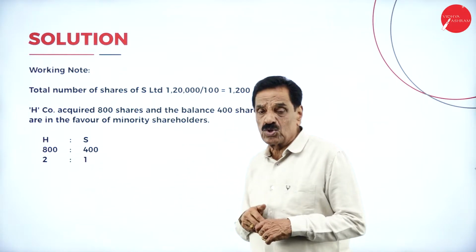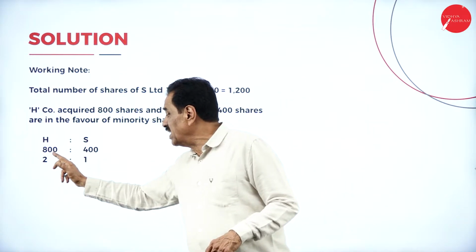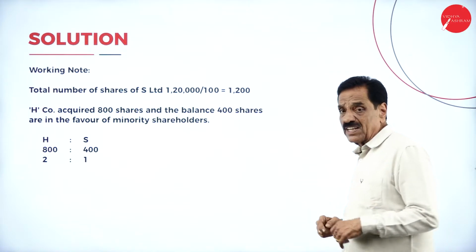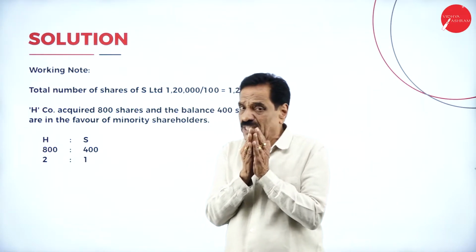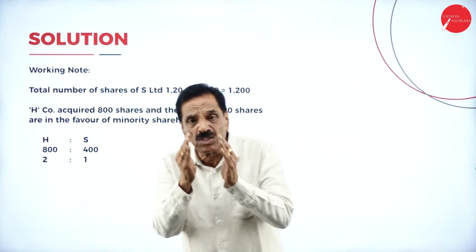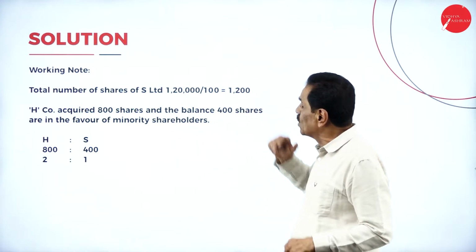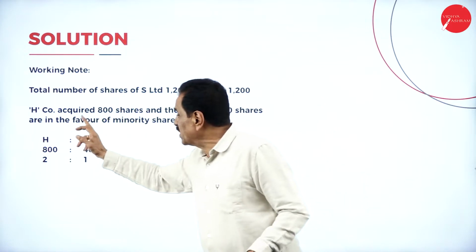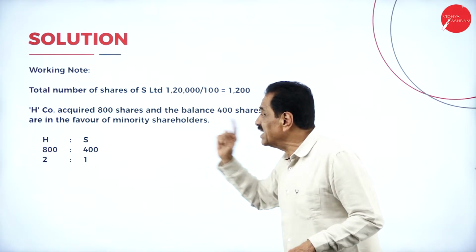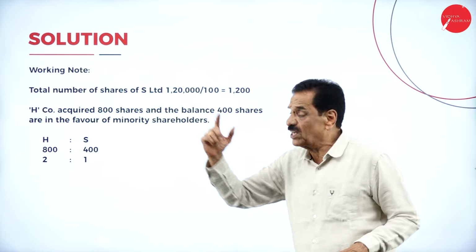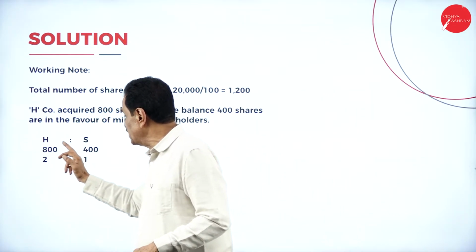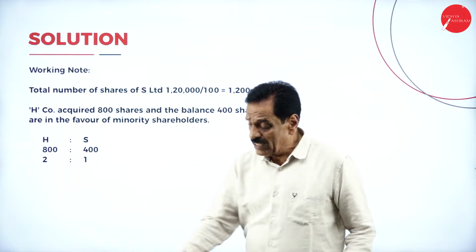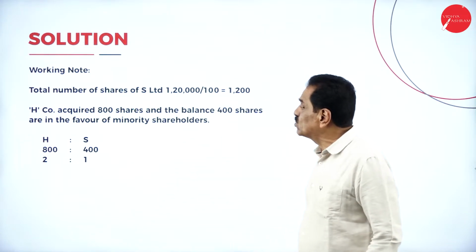So they are in the ratio of H is to S, 800 is to 400. They are in the ratio of 2 is to 1. At present, at the time of acquisition, S company has 1,20,000 divided by 100, which is 1200 shares. H company acquired 800 shares, and the balance 400 shares are in favor of the minority shareholders. H is to S, 800 is to 400, so they are in the ratio of 2 is to 1.